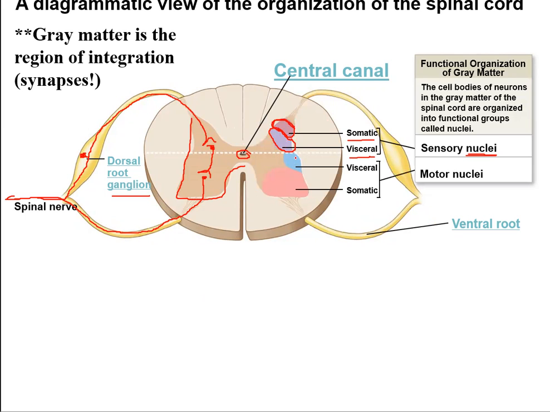In this little extension down here, the bottom of the butterfly wing, motor commands are sent out to the visceral organs from here. And here is where somatic information is sent from, so again, neurons exiting out the ventral root. Okay, so lots of organization. These are motor nuclei because they are where the dendrites of the motor neurons are located.